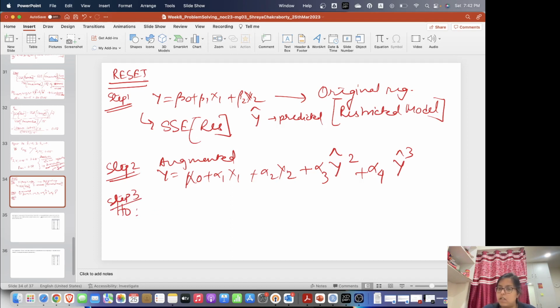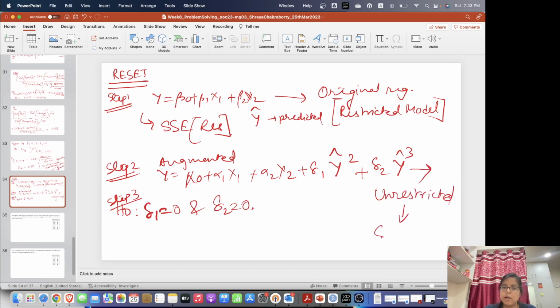Then step 3 is to test for, sorry, I just made some notation thing. I'll denote it with a different notation, it's easier that way. So plus delta 1, delta 2, with delta 1 equal to 0 and delta 2 equal to 0. So this will be my unrestricted model. From here also I am going to get the sum of squares unrestricted.